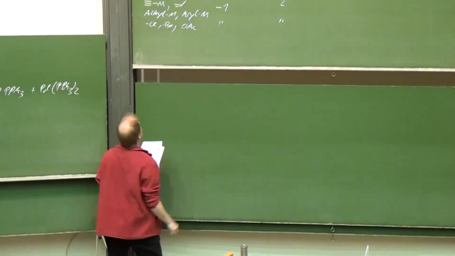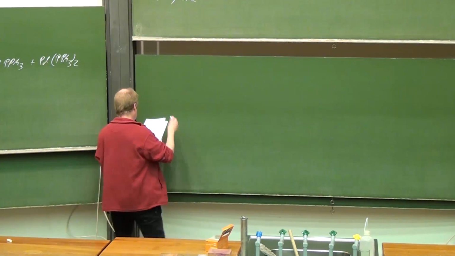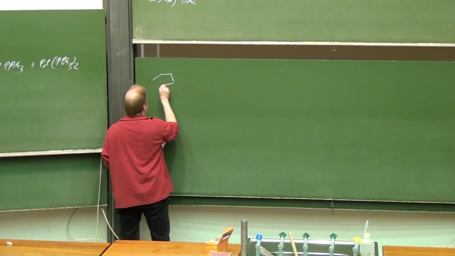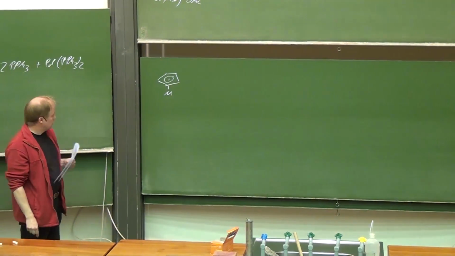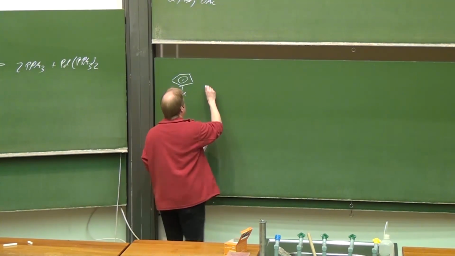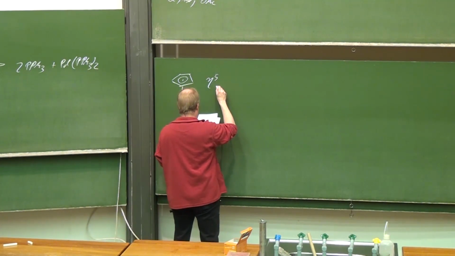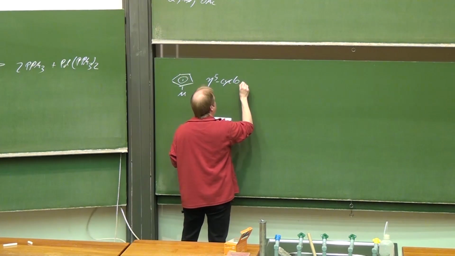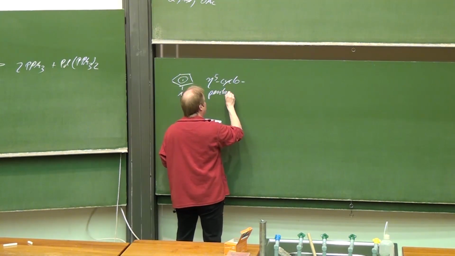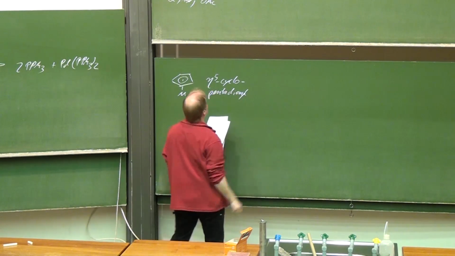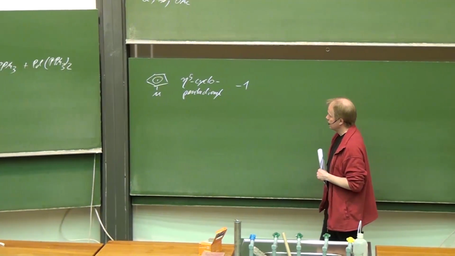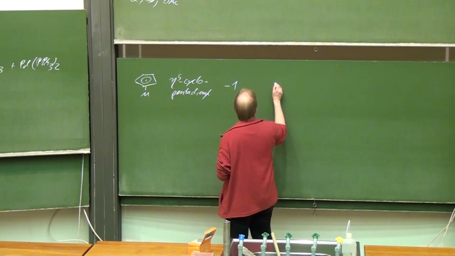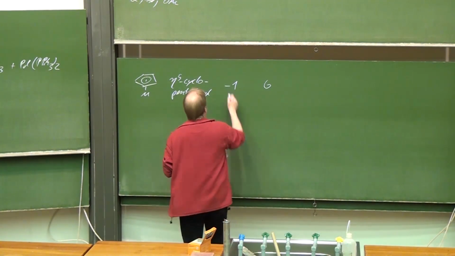Let's go on with this table. What about this one here? A cyclopentadienyl ligand. This is eta 5 cyclopentadienyl. The charge is -1, and it delivers overall 6 electrons.